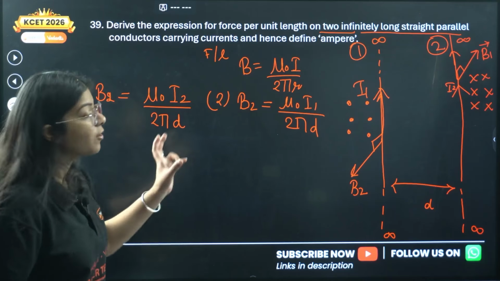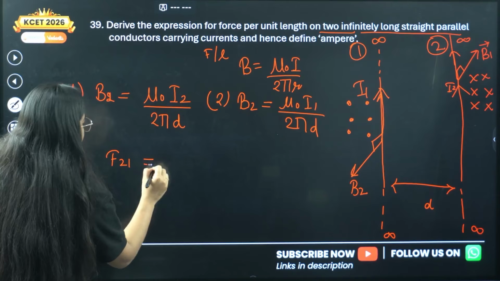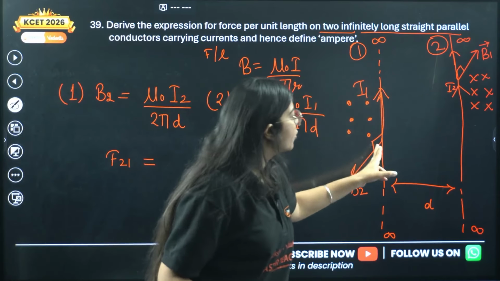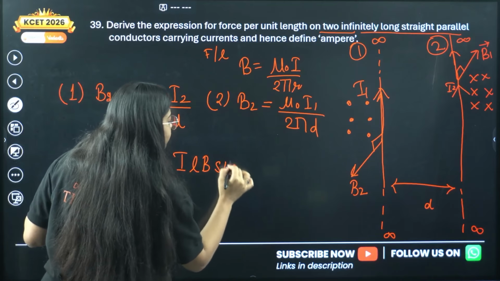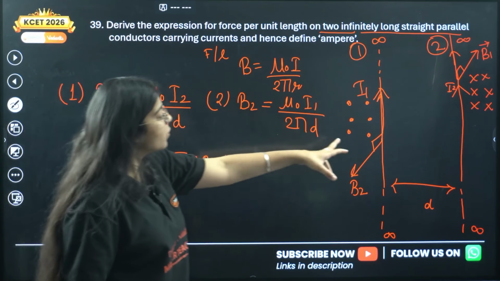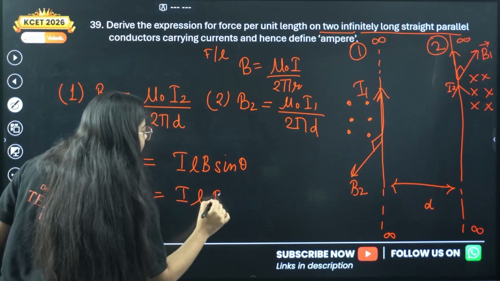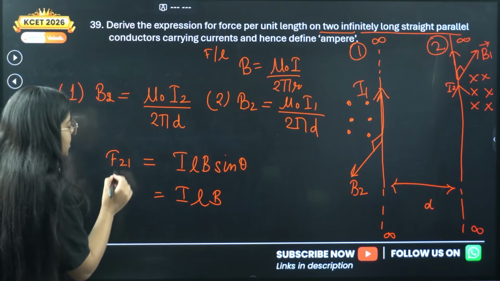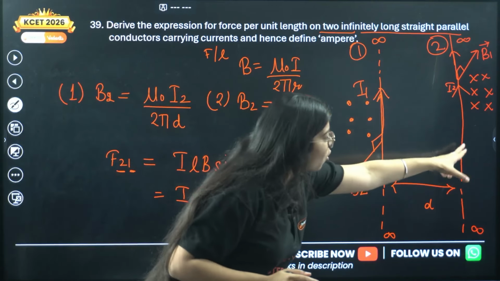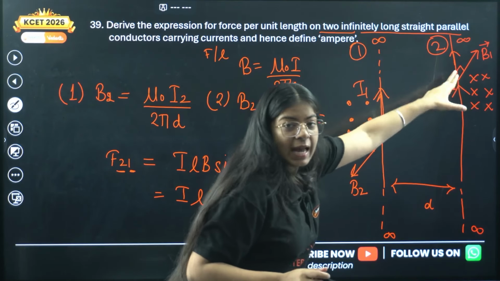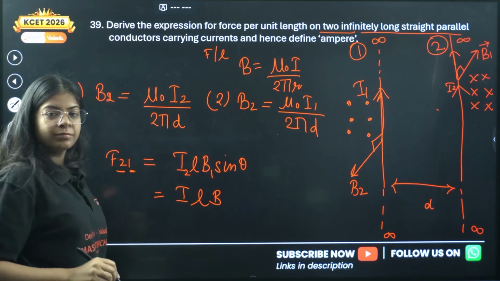Now we need to find force. So force on 2 due to 1 will be what? We know it is I L B sine theta, correct? Since what we saw, theta was 90 degree, so this will be I L B. But we need to see one thing. This is force on 2 due to 1, so force on 2 is because of B1 and I2. So I'll take I2 and B1 here, correct?